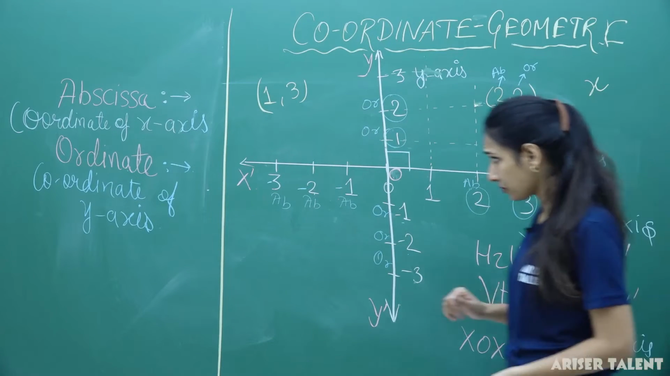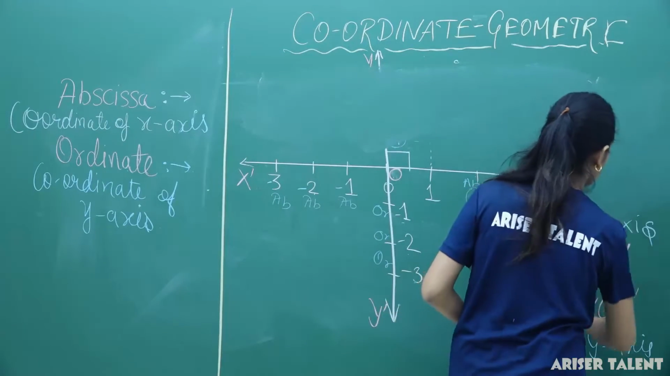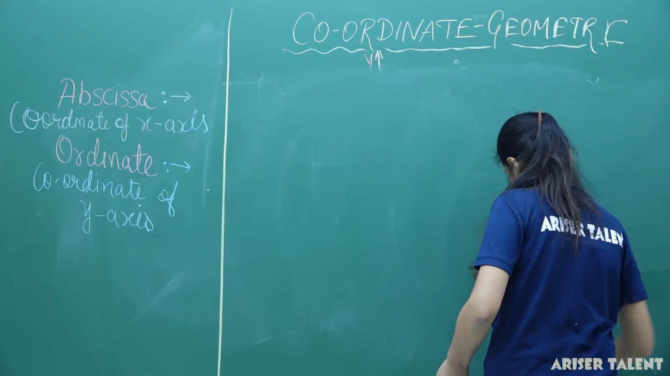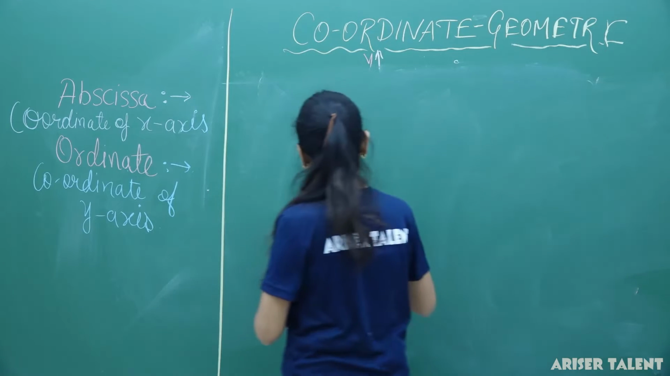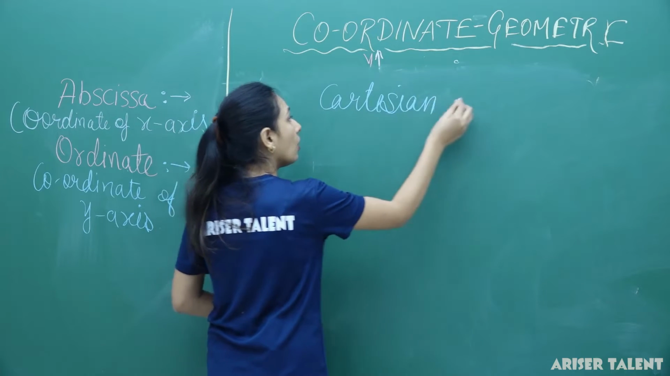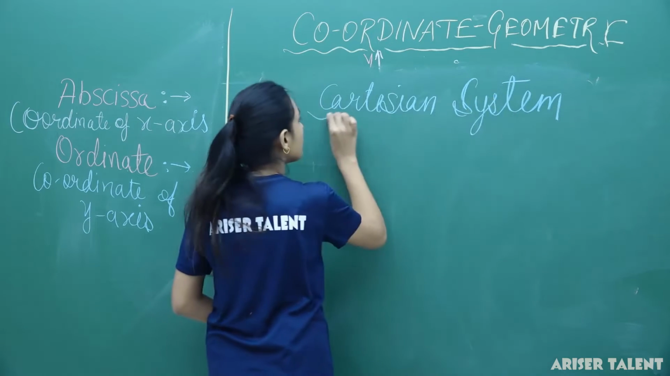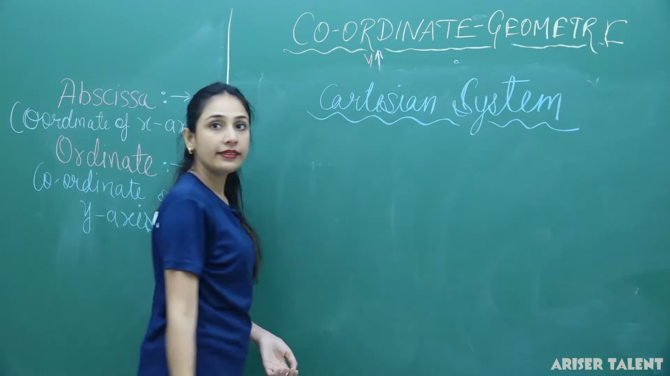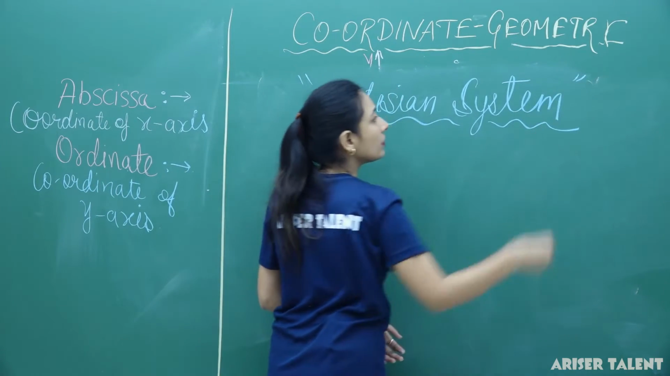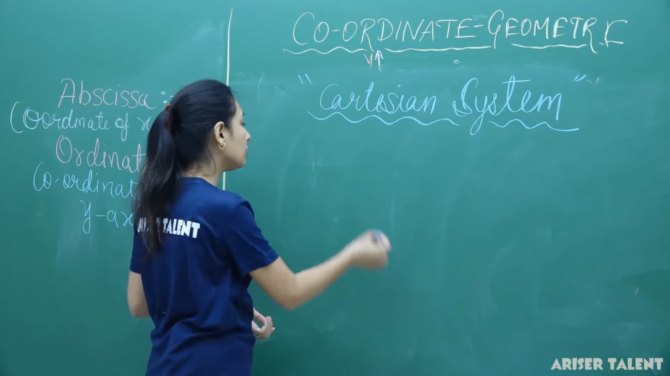Okay, now if the examiner asks what this complete system is called, it is known as the Cartesian system. This complete system is known as the Cartesian system. Right, students? Cartesian system it is. We are understanding the Cartesian system, or coordinate geometry. So this is the basis.